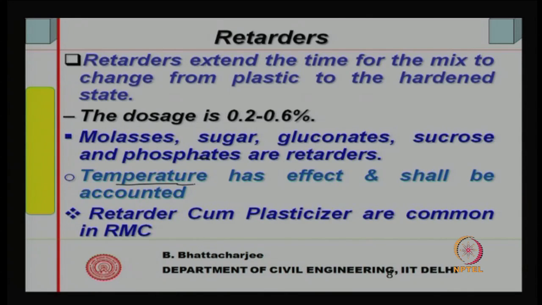At higher temperature, the first reaction takes place faster, so the retarding action will be less. These are common in RMC, as I said, because plasticizer cum retarder is usually common in ready mix concrete. RMC stands for ready mix concrete, because you want somewhat longer slump retention, because when you want to deliver the concrete at the site, the time required may be slightly higher, and therefore you would like the slump to be retained. That is why you use retarder cum plasticizer, to minimize the water required, hence save on cement for the same strength.